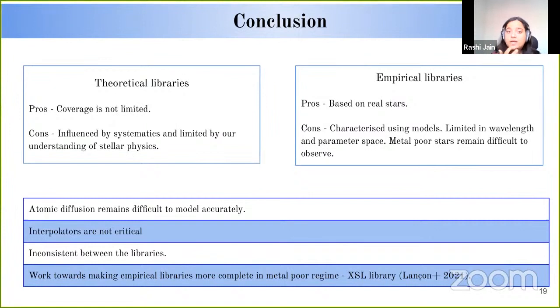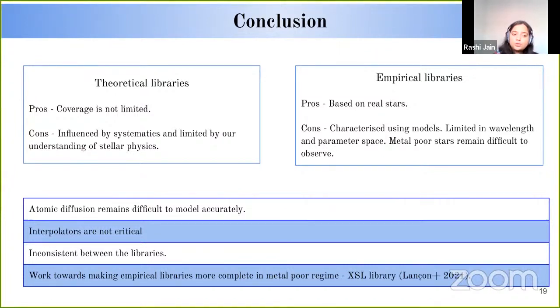But then they are characterized using theoretical models themselves, and they are limited in wavelength range because we observe the stars that we observe in nature, and they are limited in parameter space. And the problem of observing metal poor stars still exists. They still remain difficult to observe because they are very faint, and with the instruments that we have, we still don't have as many metal poor stars as we would want.